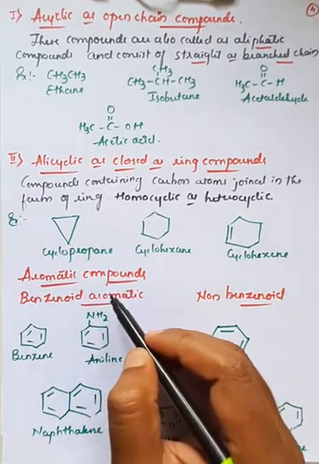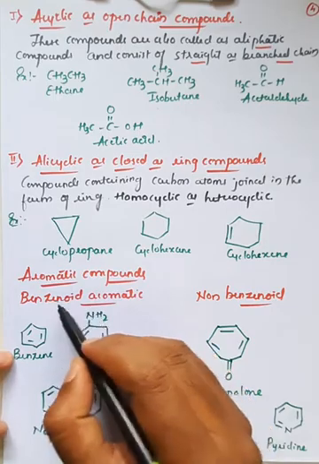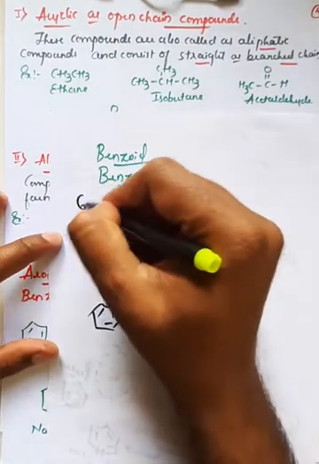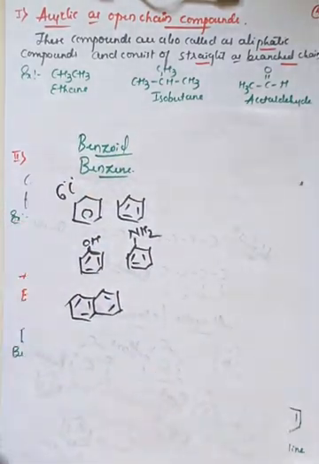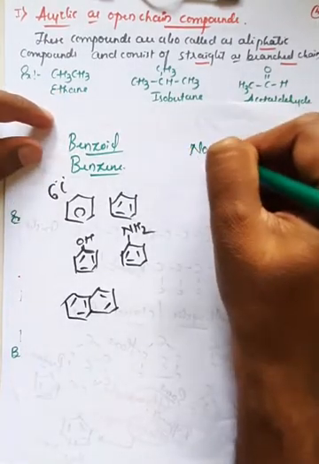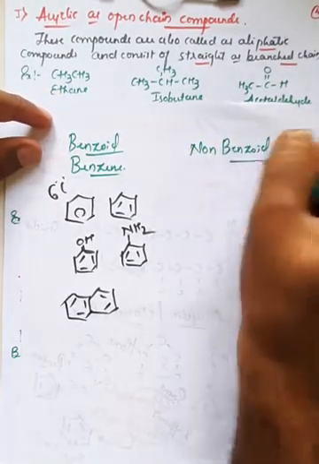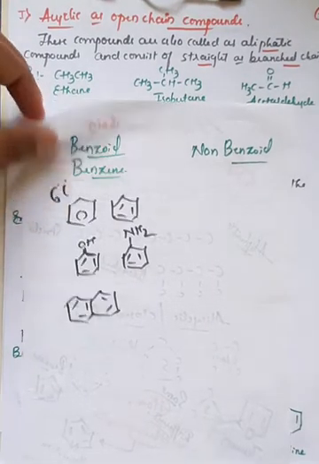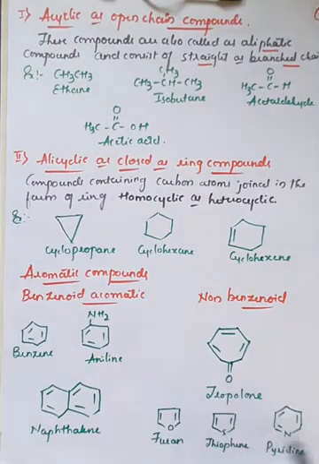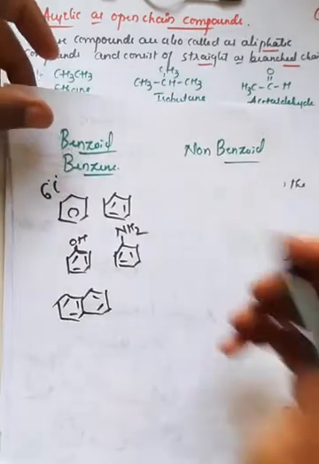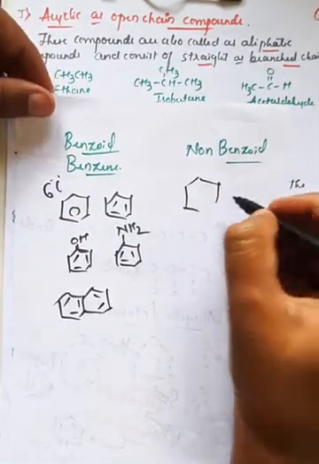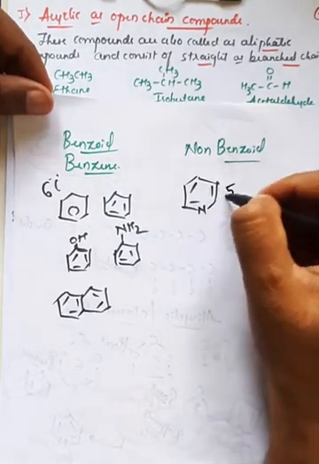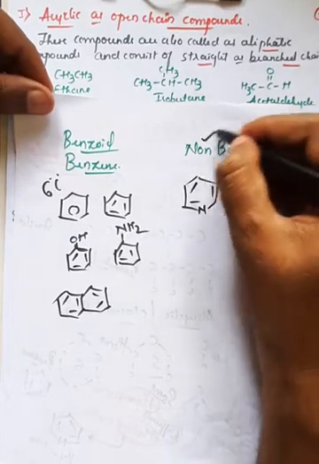If the base structure is benzene, it is categorized as benzoid aromatic, which means the number of carbon atoms in the base structure is 6. The second classification is non-benzoid, which means molecules with fewer or more than 6 carbon atoms. Take the example of pyridine. Initially it was a 6-membered carbon ring in which one carbon is replaced with nitrogen, and this is called pyridine. So these are 5 carbon atoms and 1 nitrogen atom, and this is called non-benzoid.